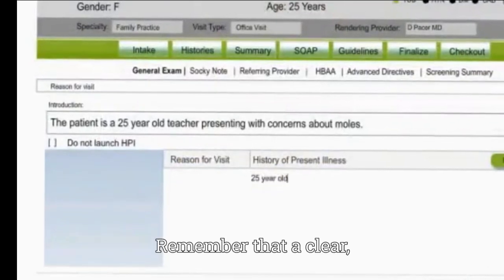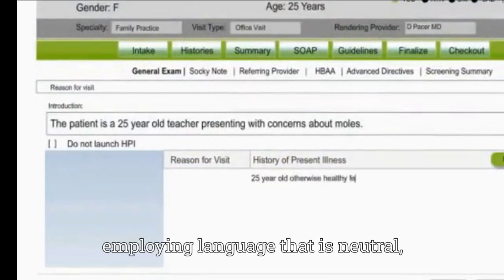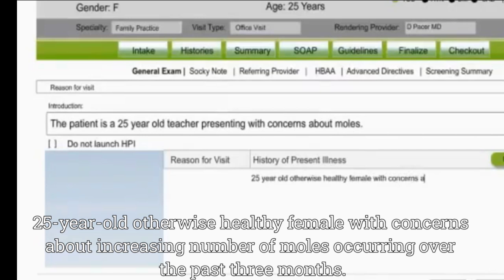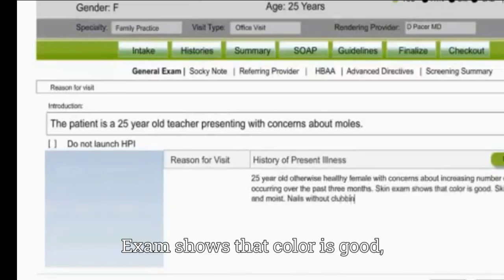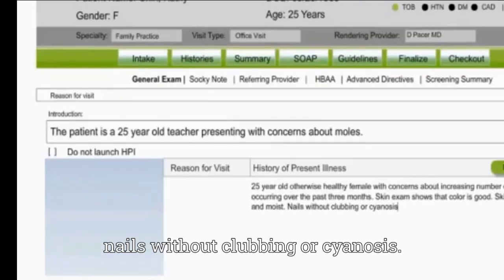Remember that a clear, well-organized clinical record, employing language that is neutral, professional, and succinct, is one of the most important adjuncts to patient care. 25-year-old, otherwise healthy female with concerns about increasing number of moles occurring over the past 3 months. Exam shows the color is good, skin warm and moist, nails without clubbing or cyanosis.